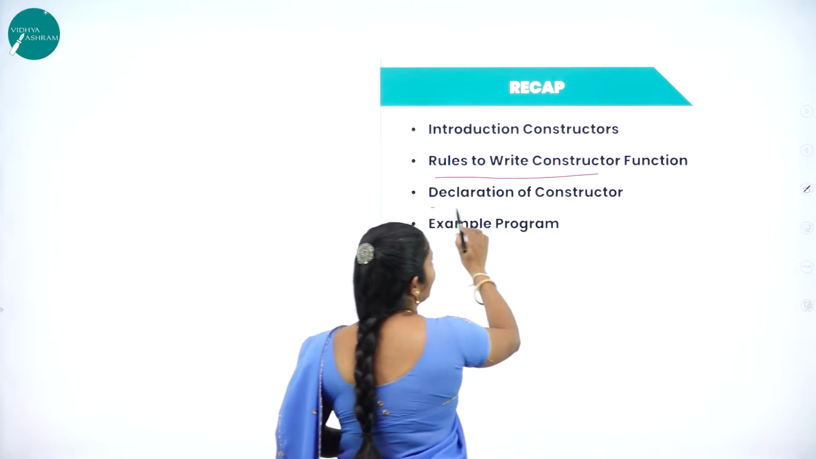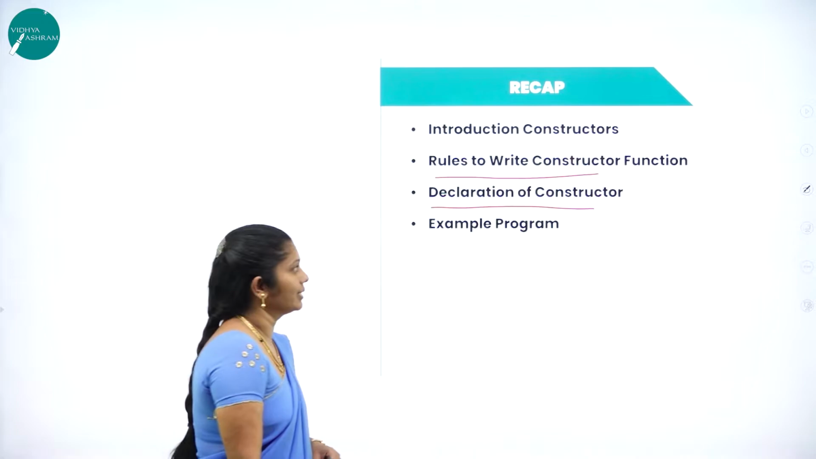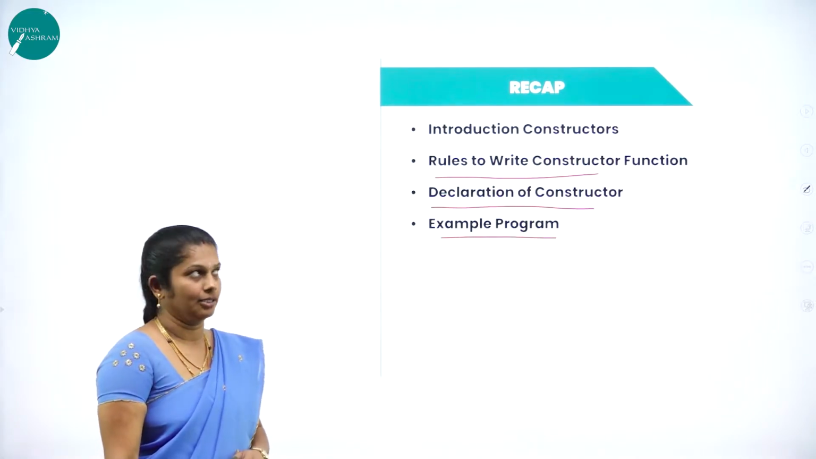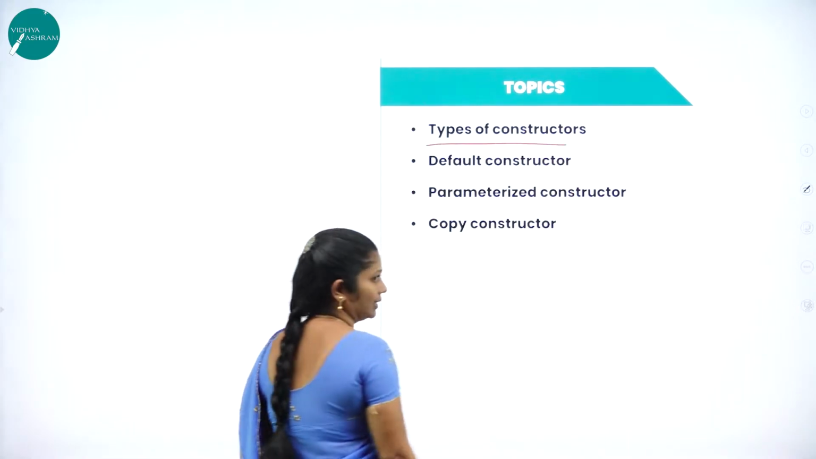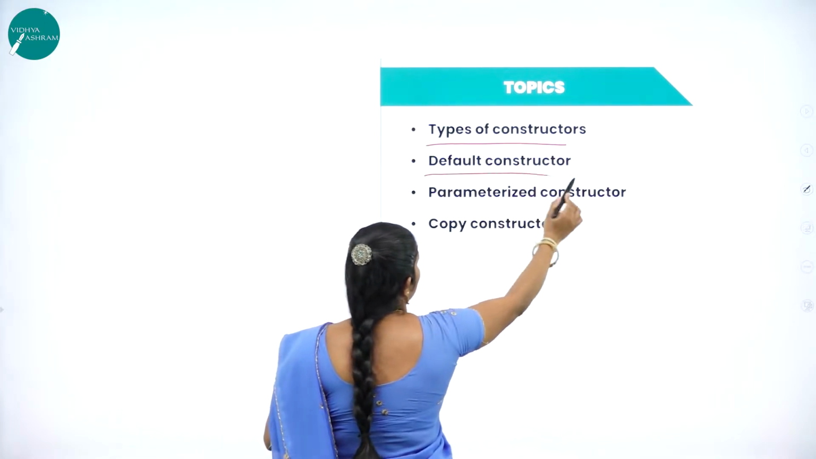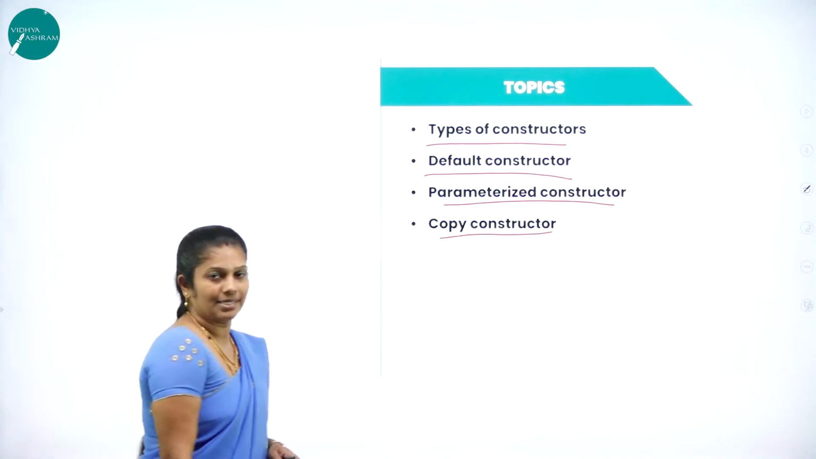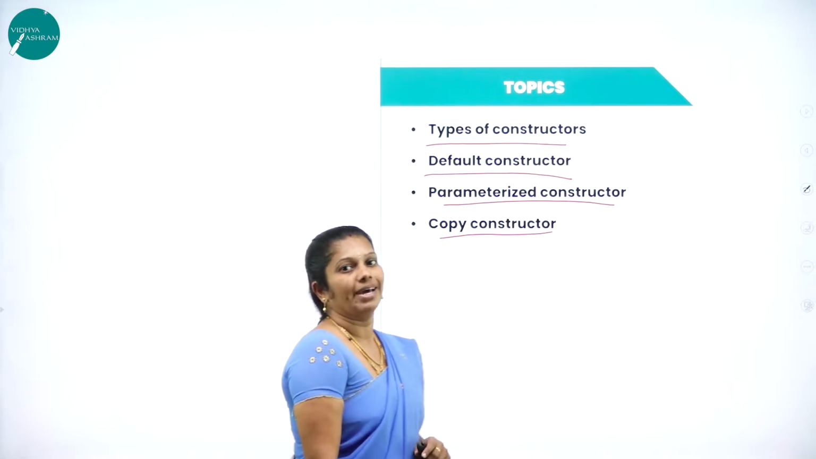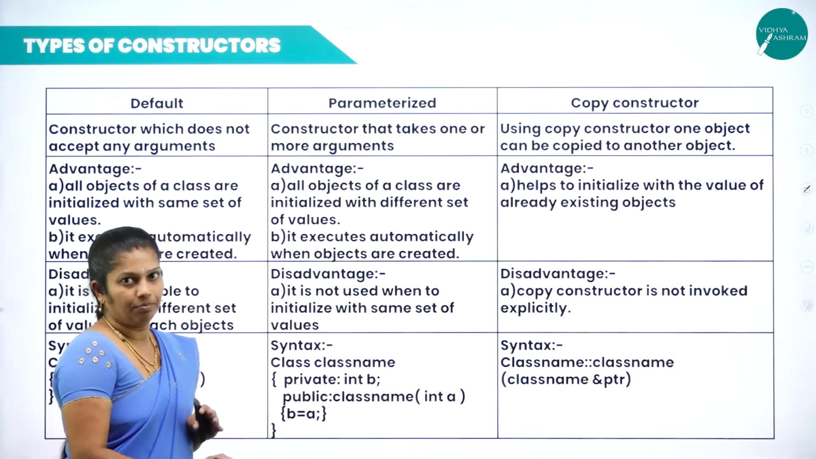Then how to declare a constructor function? How to declare that? How to initialize that? Then you have studied regarding one example program regarding constructor. Whereas in today's class, you will come to know the types of constructor. Under the types of constructor, you have default constructor, parameterized constructor, as well as copy constructor. There are three types of constructor: default, parameterized constructor, and one more is copy constructor. Now one by one we'll discuss.